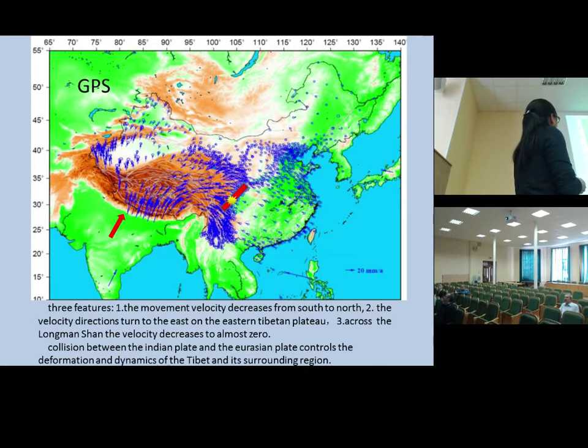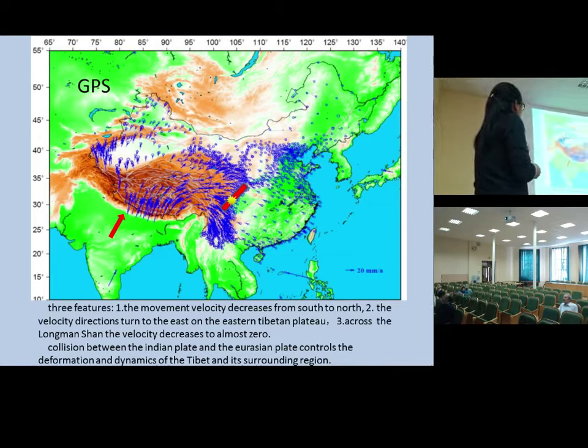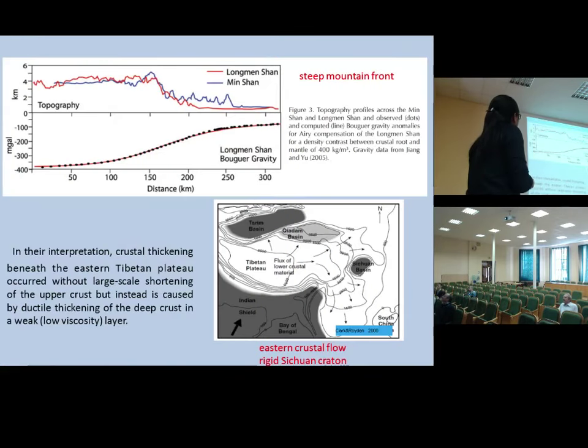So we can see the collision between the India plate and the Eurasian plate controls the deformation and dynamics of Tibet and its surrounding region, like this area and this area. Next.